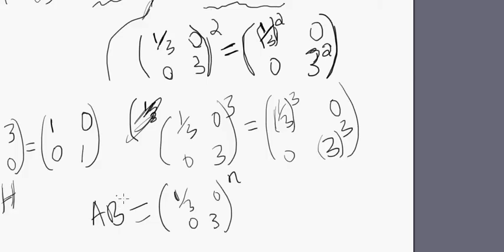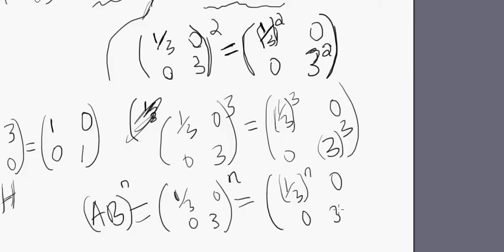AB raised to the power n for any positive integer is going to give you, as you guessed, 1/3 to the n, 0, 0, and 3 to the n. Well, notice something. There is no way this 3 to the n is actually going to give us 1. For positive n, this will never become 1. At n equals 1, it's 3. At n equals 2, it's 3 squared. N equals 3, it's 3 cubed. It only grows bigger and bigger. There's no way it's ever going to equal 1.